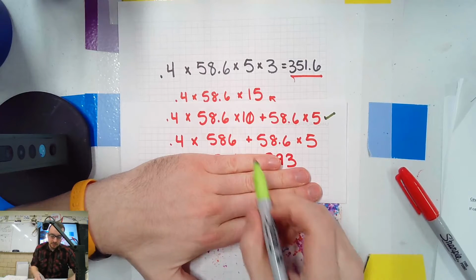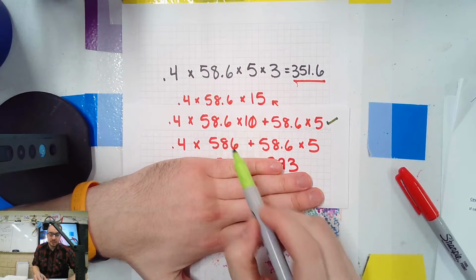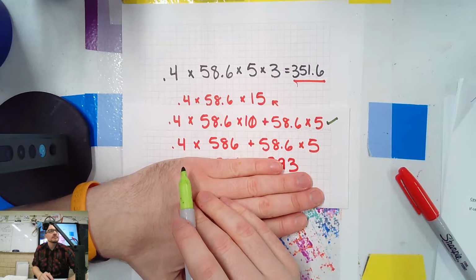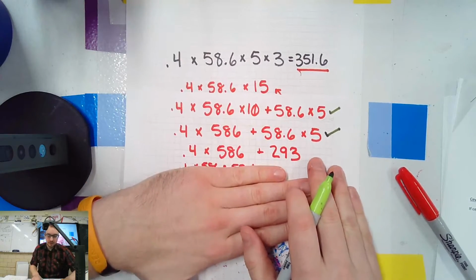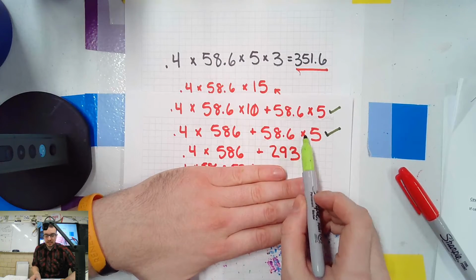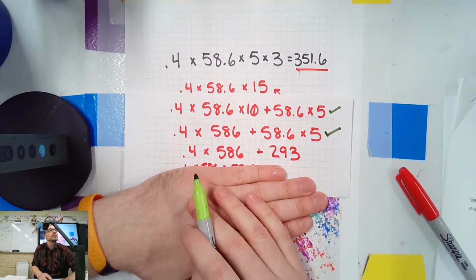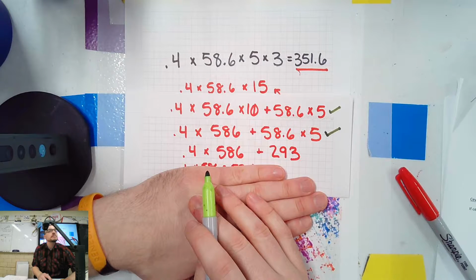Does everybody agree with me up to here? That 58.6 times 10 is 586. Good? Cool. Up to here, that 58.6 times 5 is the same thing as timesing by 10 and dividing by 2. We agree? You can check your calculator if you want.